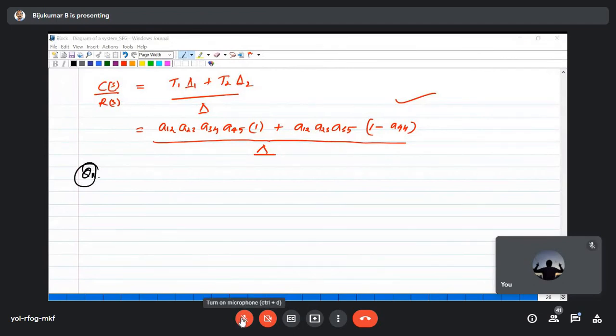Hope everyone understood the concept. So we will move to the next problem. So you can note down this question.